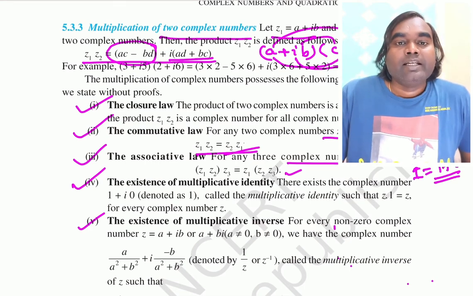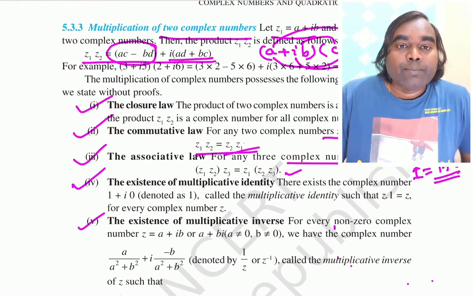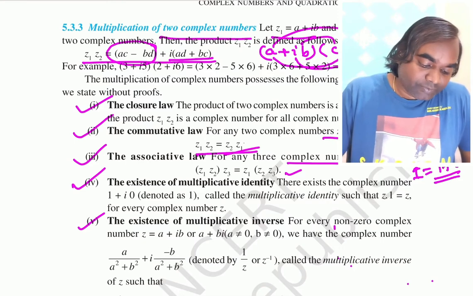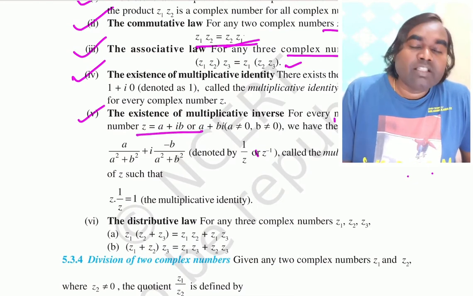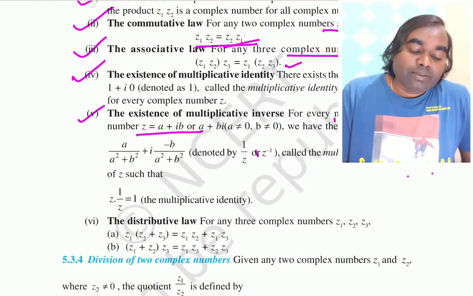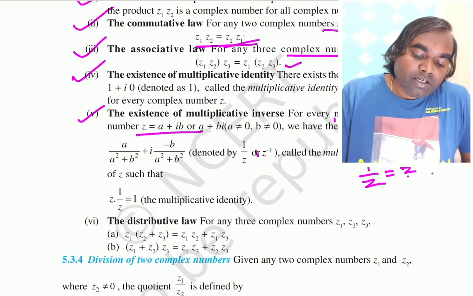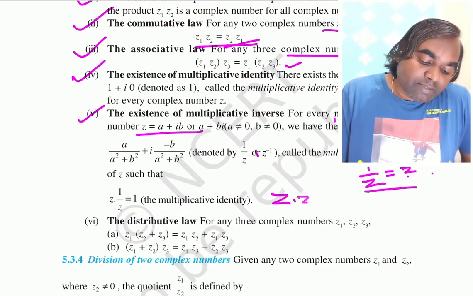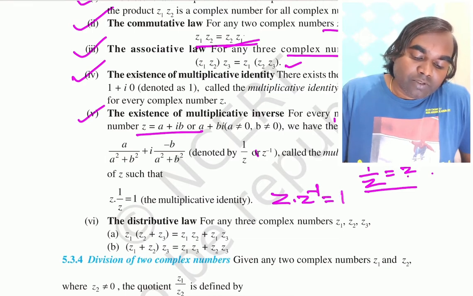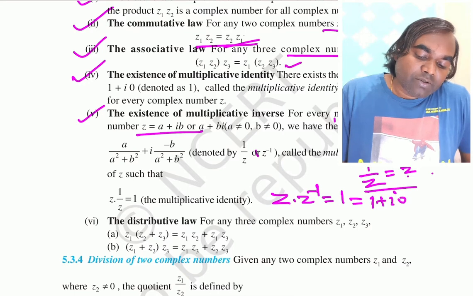Similarly, there exists a multiplicative inverse. That means for a given complex number there must exist a multiplicative inverse, such that multiplication of the inverse with the given complex number comes out to the multiplicative identity, that is 1 plus i0. So suppose you are given a complex number a plus ib, then there exists a number 1 by z, equal to z to the power minus 1. That means if we multiply z into z to the power minus 1, the resultant should be equal to 1, that is 1 plus i0.